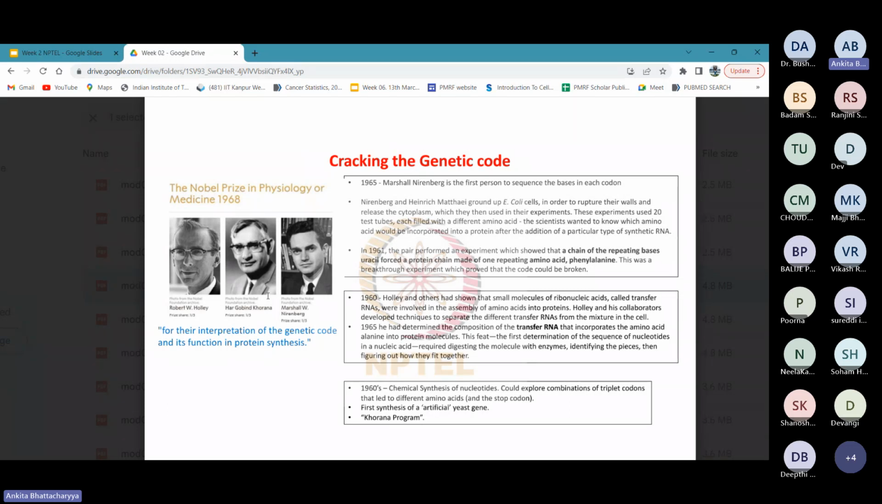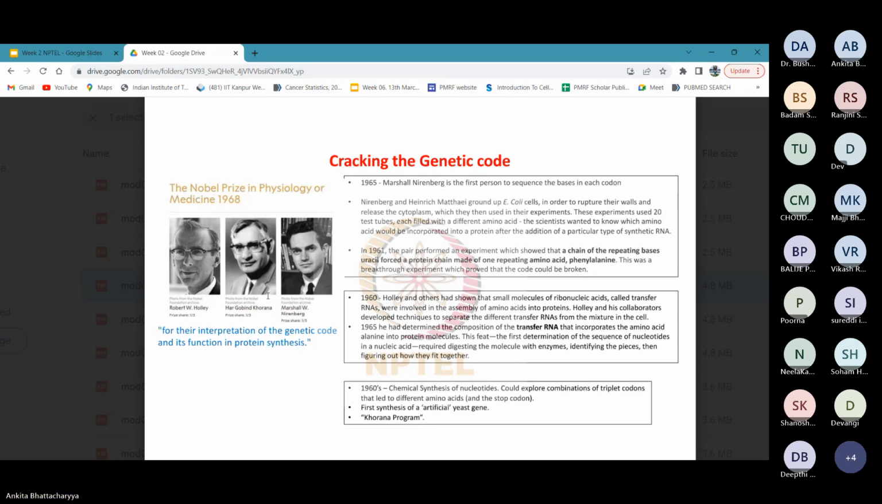So when they synthesized a long stretch of polynucleotides which just had U, the ribosomes that were present inside these cells, when they were taken out and used to translate that poly-U sequence, they saw a stretch of phenylalanine residues. Similarly, they used CCC. They decoded what is CCC, what is GGG, and then they started using combinations.